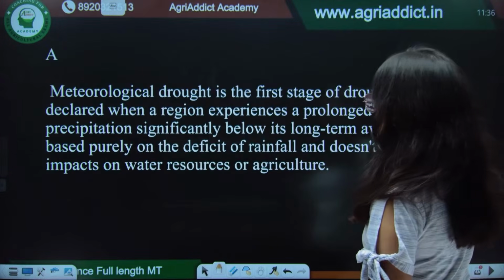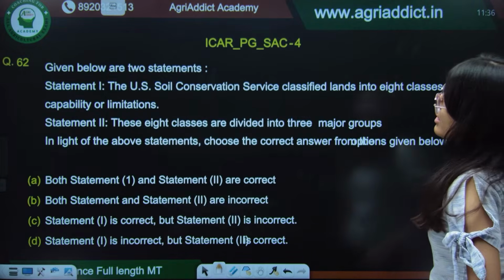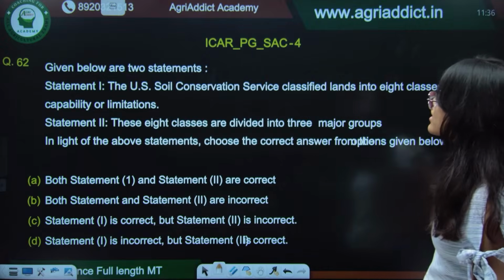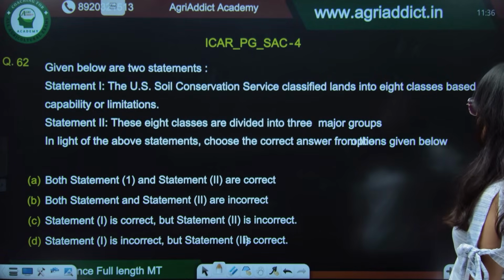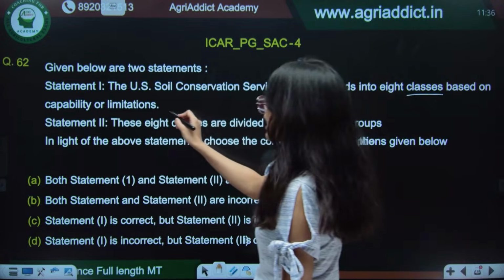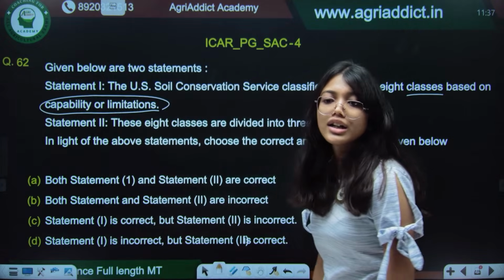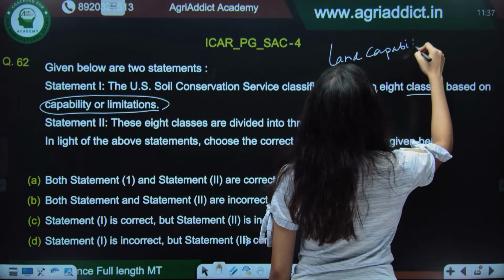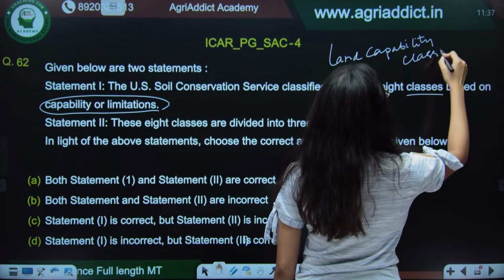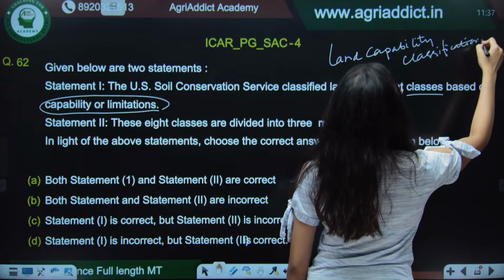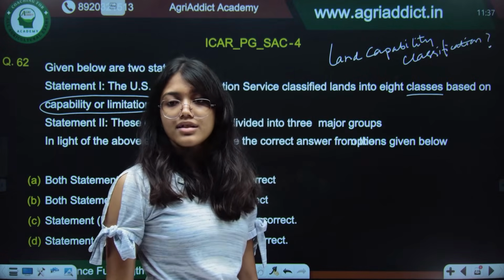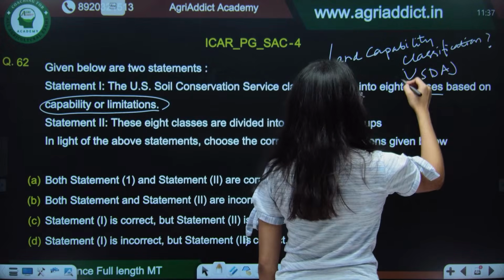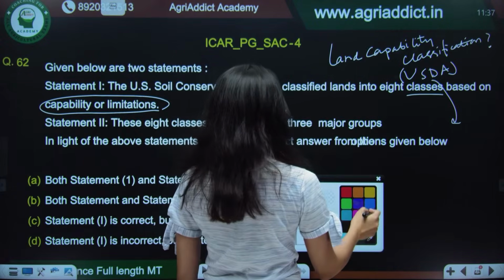Okay. Now coming to the next question. Statement 1 is, we have two types of statement based questions. The US Soil Conservation Service classifies land into 8 classes based on capability or limitations. So, it is again this land capability classification. So, can you comment who gave this land capability classification? It was actually proposed by the United States Department of Agriculture by Klingebiel and Montgomery.